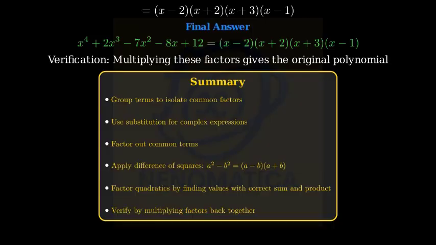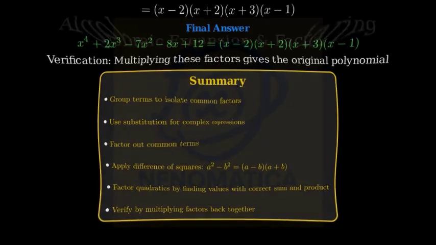A squared minus b squared equals a minus b times a plus b. And finally, we factored quadratic expressions by finding values that satisfy the correct sum and product. These techniques can be applied to factor many different types of polynomials. Let's start with our example problem.